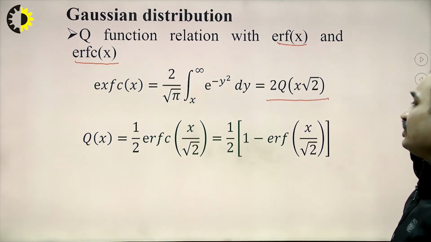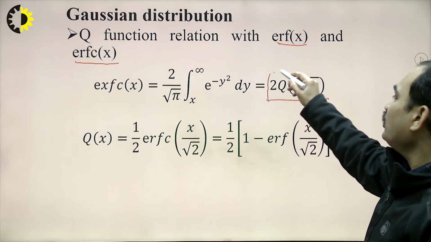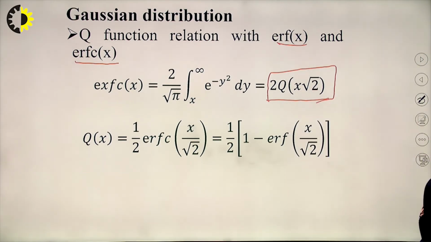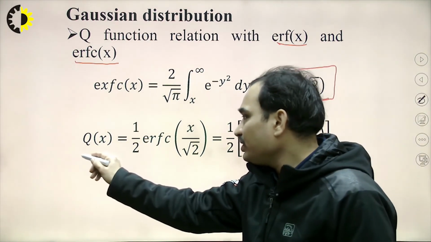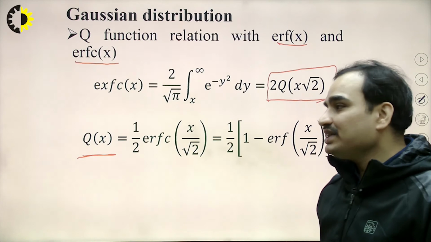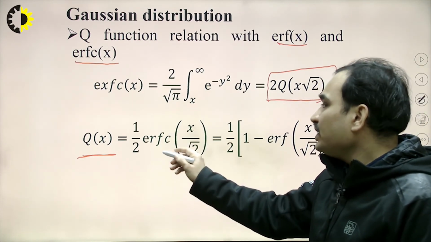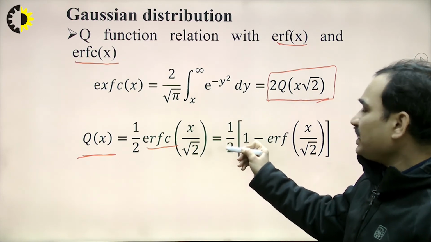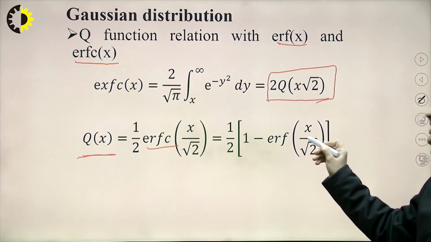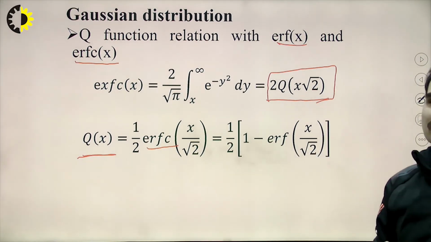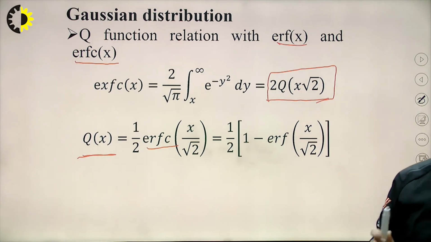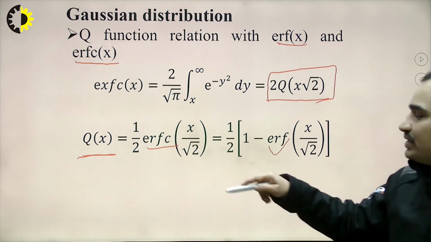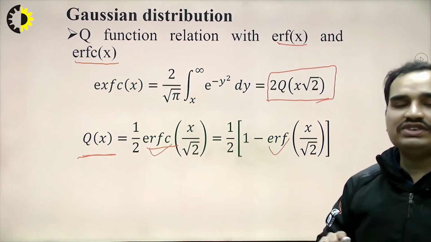The complementary error function is 2 times the Q function of x under root 2. So this is the relation, and the Q function of x is equal to 1 by 2 ERFC of x by under root 2, that is equal to 1 by 2 times 1 minus ERF of x by under root 2. So this is the relation between the Q function and the error function, that is ERF, and the complementary error function, that is ERFC.